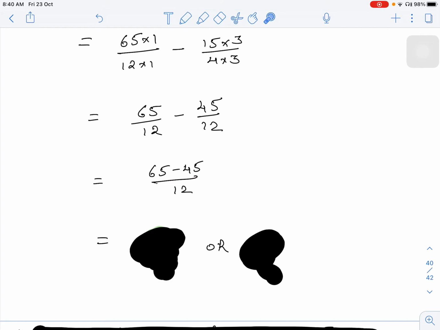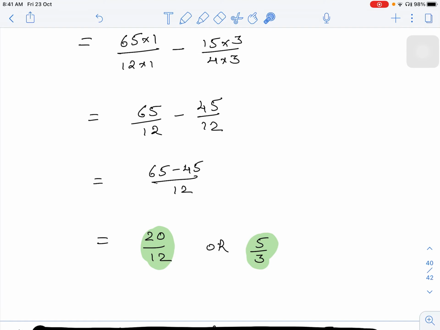Now we can write it together divided by 12. Now what is 65 minus 45? It is 20. So our answer will be either 20 upon 12, or we can write it in lowest form as 5 upon 3, or it can also be written in mixed fraction form. Okay, no need to write it in mixed fraction, because we can keep it as it is. This much is enough because we want it in rational number form.